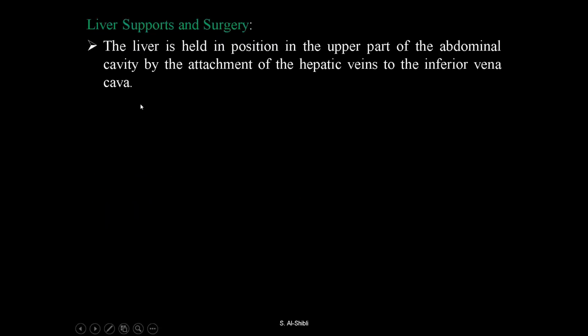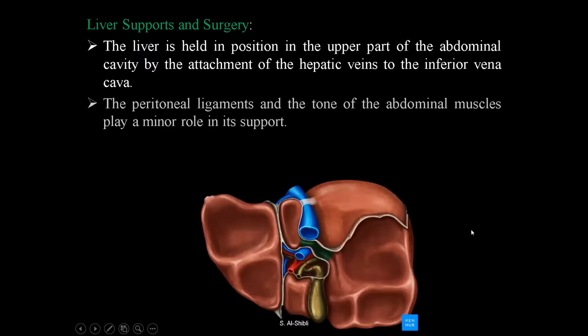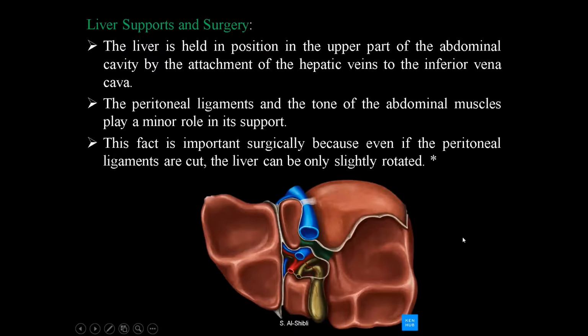We mentioned some hints about the liver support. As we know, it is mainly due to the hepatic veins to the inferior vena cava. There are many ligaments, but they play a very minor role. The peritoneal ligaments and the tone of the abdominal muscles play a minor role in its support. This fact is important surgically because even if the peritoneal ligaments are cut, the liver can be only slightly rotated. If you cut all the ligaments, the teres, the falciform, the coronary, the lesser omentum, the liver is still supported mainly by the hepatic veins. Just keep it in your mind.